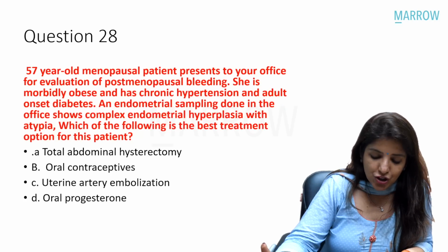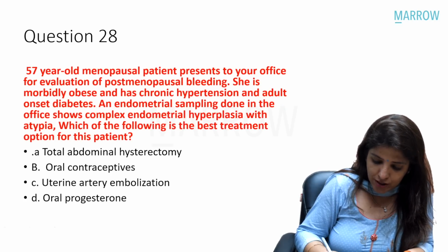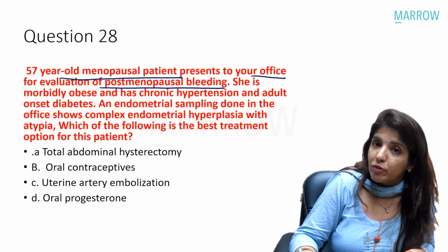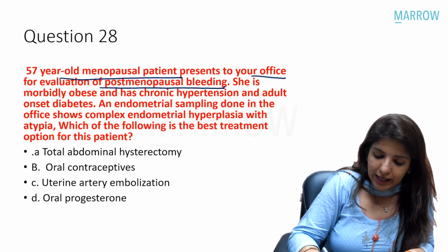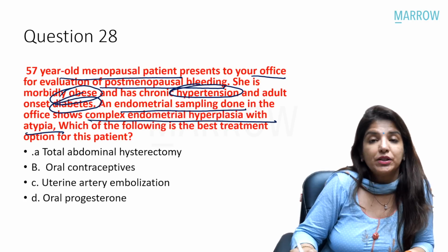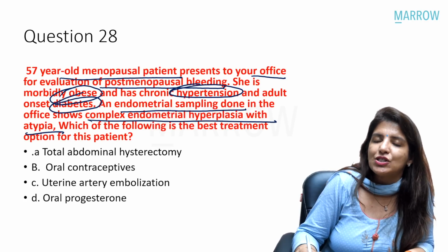Clear to all of you? Right? Okay, next question. A 57-year-old menopausal female presents to your office for evaluation of postmenopausal bleeding. She is morbidly obese, hypertensive and diabetic. An endometrial sampling was done and it shows complex endometrial hyperplasia with atypia. Which of the following is the best treatment?